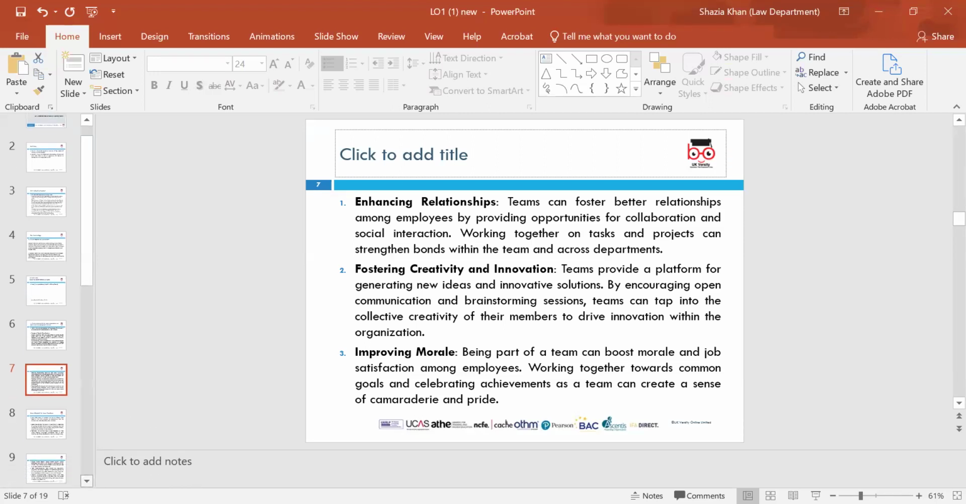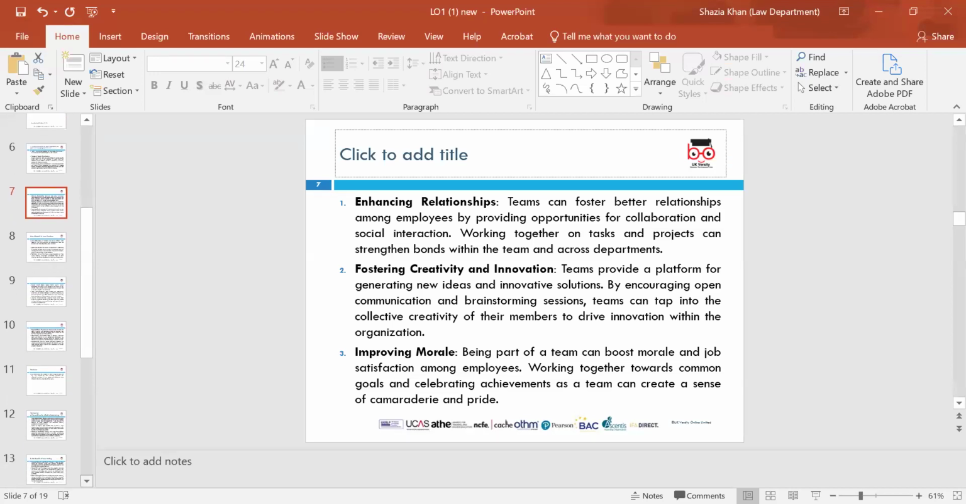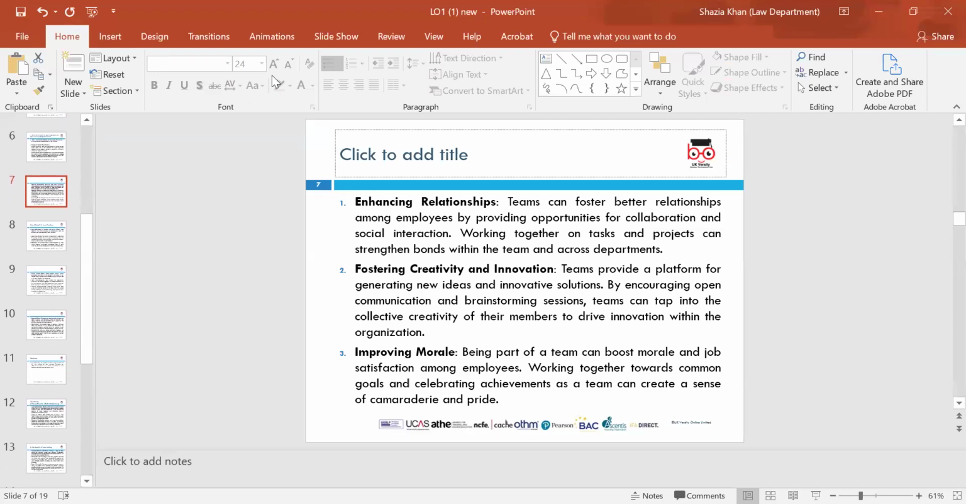Do you think organizations should be doing that? Yes. Why do you think they should be doing that, Emanuela? This should just help the workers to get to know each other and improve. And if they're working together, they need to know each other, don't they? Yeah. The next one is fostering creativity and innovation.